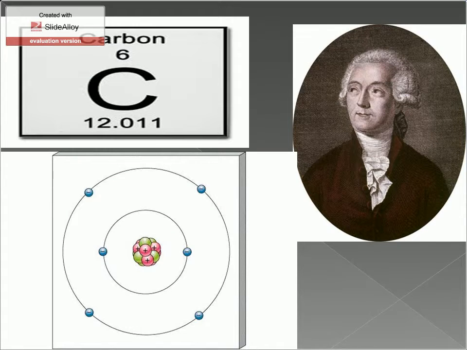Carbon's symbol is simply the letter C, derived from the English language, named by Antoine Lavoisier. Carbon has 6 protons, 6 neutrons, and 6 electrons. 4 of the electrons are on the outer shell of the electron cloud.